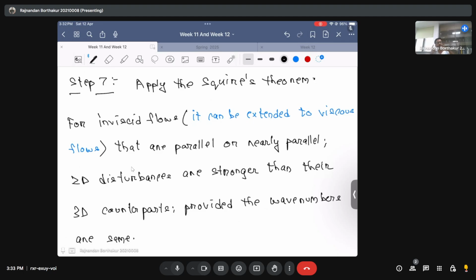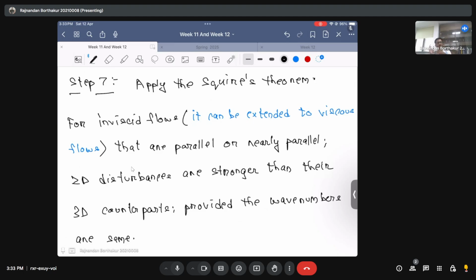So if I study the 2D disturbances and I find that there are instabilities, and these instabilities are growing with time, then I can guarantee that in the 3D problem also the instabilities will grow with time, because the 2D perturbations are stronger. Okay, so this is what Squire's theorem essentially says. Now you can ask me, so what? So what is the remedy if I just study the 2D problem?